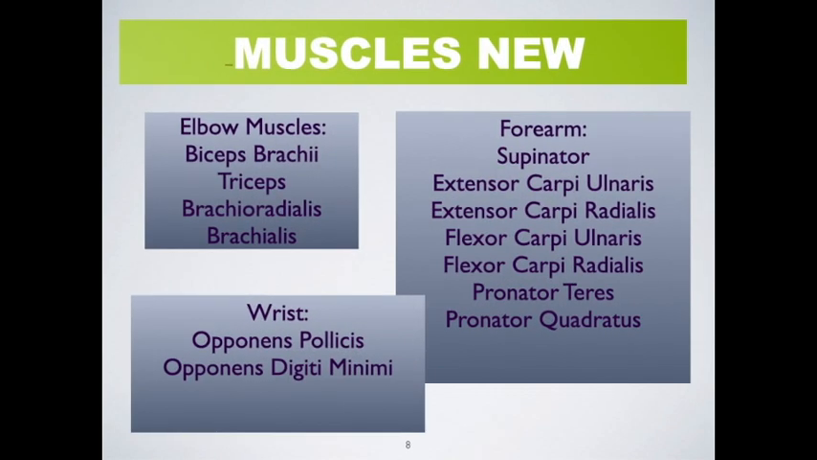Here are the new muscles we'll be learning in session 6: elbow muscles and forearm and wrist muscles. Along with that, we're going to learn how to make corrections in these muscles. Often we can correct a lot of the elbow extensor tendonitis kinds of problems, as well as wrist dysfunction.